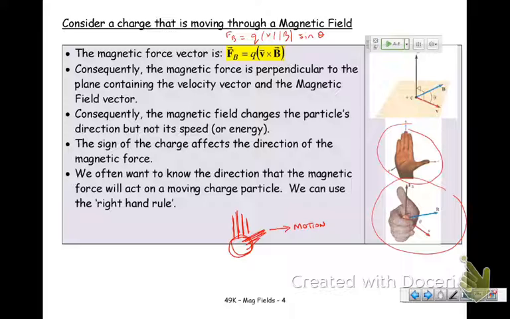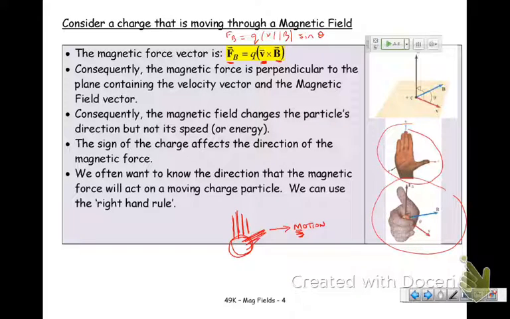Okay, so I have three vectors basically. I have my V vector, I have my B vector, and I have my F vector, my force vector, and I want to link them. So hold your right hand up and look at your thumb. That is the motion of the charged particle. We're going to assume a positive charged particle. If it's negative, just reverse your answer. So do it all for positive, and then if it's negative, it's the opposite.